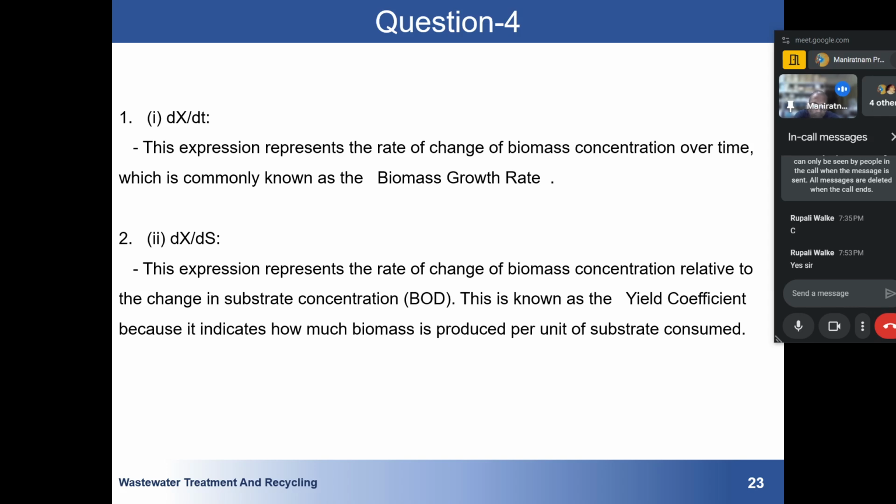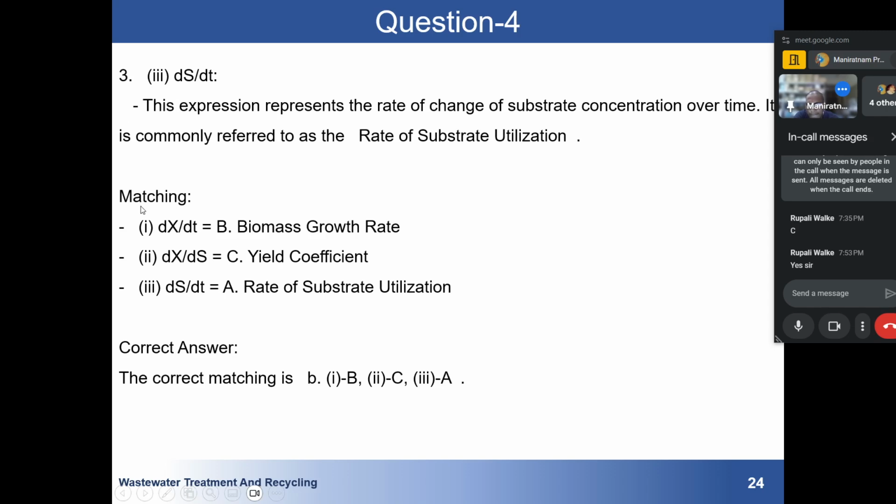So this is a specific coefficient. We will look at the use of this dx by ds, because it indicates how much biomass is produced or consumed per unit of substrate consumption. Remember, at one point there will be production of biomass, at another point a decrease in biomass. Then finally we have ds by dt. This expression represents the rate of change of substrate concentration over time. It is commonly referred to as the rate of substrate utilization.